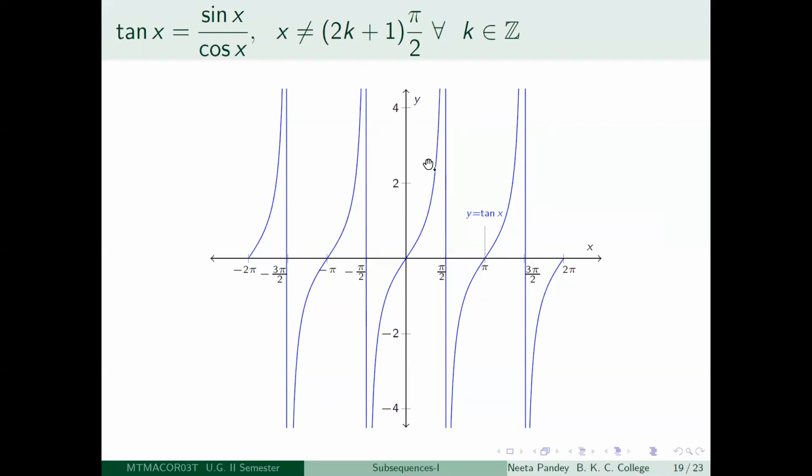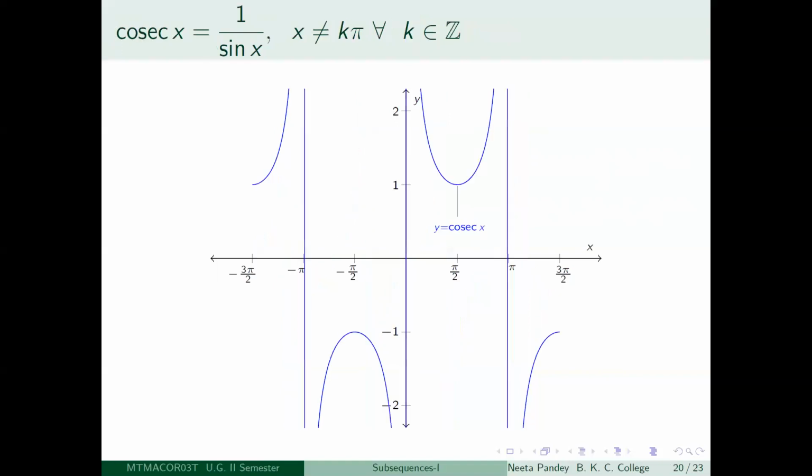We will discuss this when we talk about sequences. So tan x's graph looks like this. Similarly, you can talk about cosec x, which is just 1 by sin x. It is defined whenever sin x is not 0. So that means if x is equal to k pi, you cannot define this function. So cosec x is equal to 1 by sin x for all x not equal to k pi. So here also the graph breaks down at several points, as in the case of tan x.